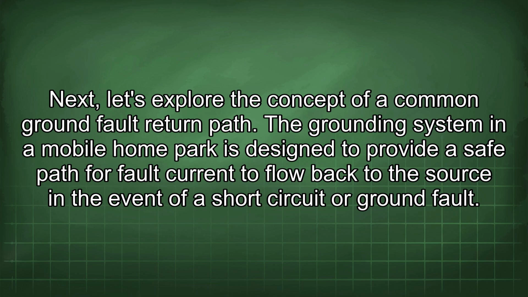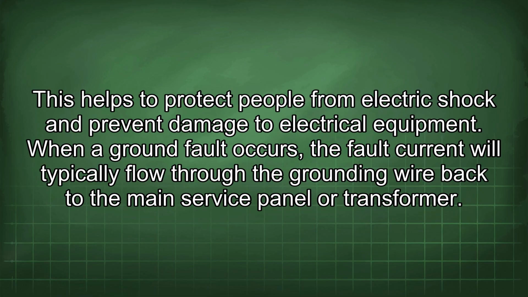Next, let's explore the concept of a common ground fault return path. The grounding system in a mobile home park is designed to provide a safe path for fault current to flow back to the source in the event of a short circuit or ground fault. This helps to protect people from electric shock and prevent damage to electrical equipment.